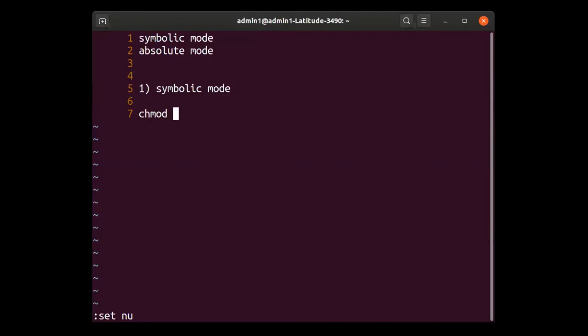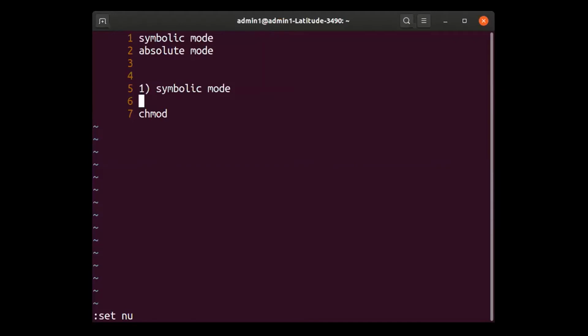chmod stands for change permission mode. Okay. Now this is a command, right? Which one? chmod. Chmod is a command which allows the programmer to change the permissions of a file. I repeat, chmod is a command which allows the programmer to change the permissions of the file. Now this can be done in two ways, symbolic and absolute.